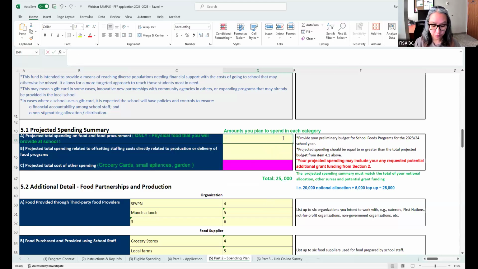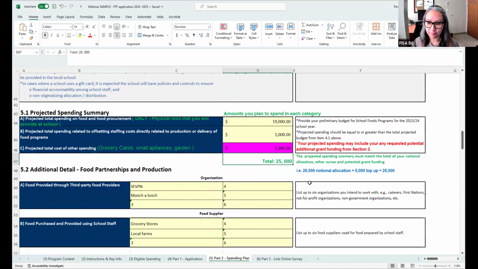But we're going to do it for everybody to have a little bit of a sample. So I have my 19,000 on food procurement, my 1,000 on staff, and I'm also going to use 5,000 on gift cards, gardens, appliances and everything. So when I add this, it should give me the big number. 19,000, 1,000, and 5,000 give me a total of 25,000: 20,000 from my lunch allocation and 5,000 that is my top up. Okay, so hopefully we're okay here.